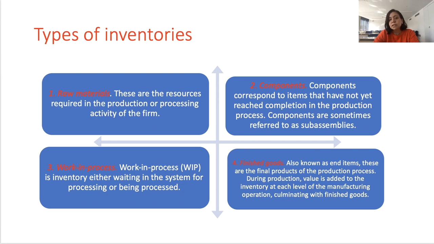Now, these are the types of inventories: raw material, components, work in process, and lastly finished goods. Raw materials are the resources required in the production or processing activity of the firm. And secondly, components correspond to items that have not yet reached completion in the production process. Components are sometimes referred to as sub-assemblies.